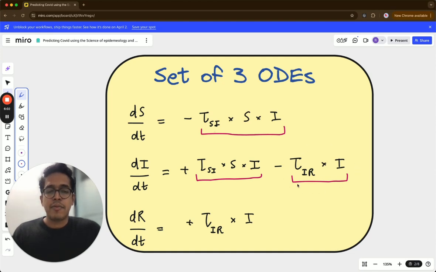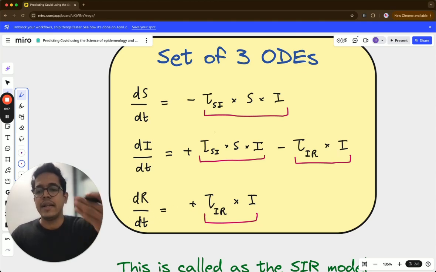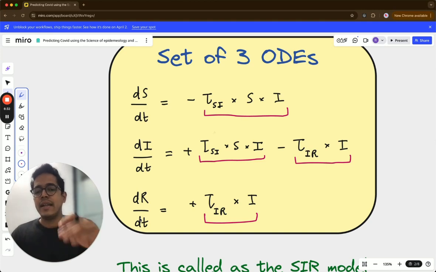Now, where are these infected to recovered people going? They are directly going into the recovered category. And where is that? In dR/dt, you will find this exact term tau IR times I, with a positive sign, because the number of recovered people will only increase with time. Initially nobody has recovered, and slowly the number of recovered people increases. Ideally, if the entire population gets the virus and recovers, initially the entire population is susceptible, then slowly they move into the infected category, then at the end they all move into the recovered category. Here obviously we are assuming that there are no deaths happening.